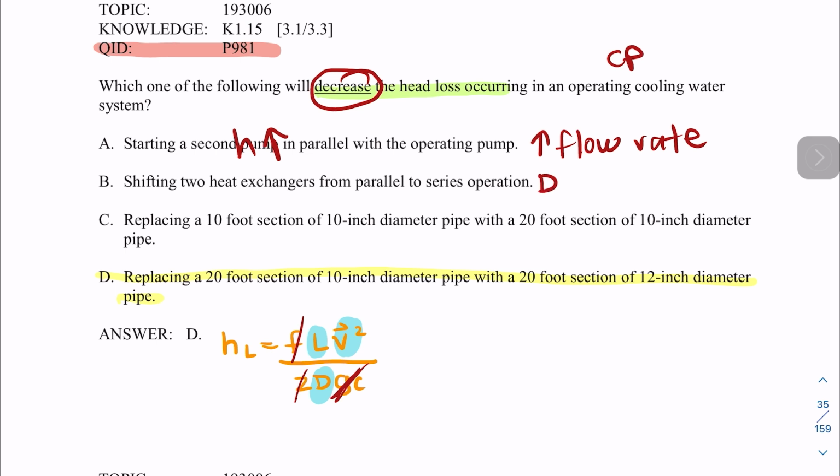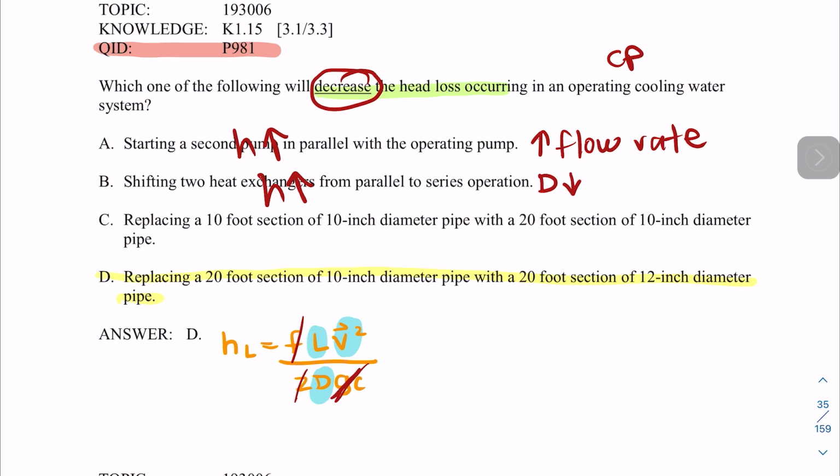The diameter, and the diameter is going to reduce, right? So in this case, if we reduce the denominator, what's going to happen? We're going to have an increase in my head loss. So my head loss is going to increase. That's not the answer though. So okay, let's take a look at the next one.